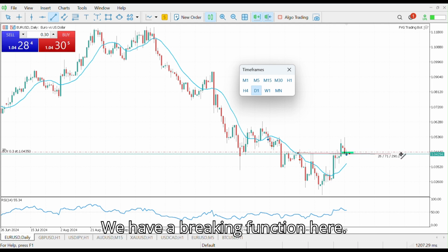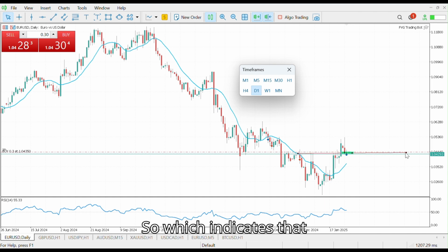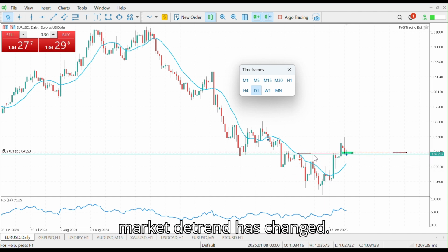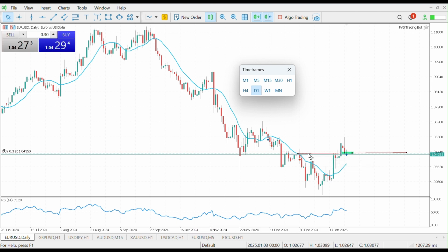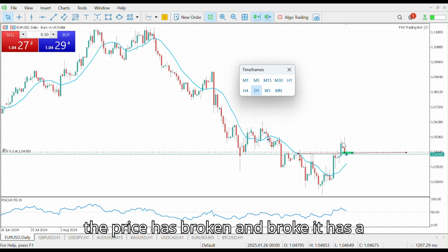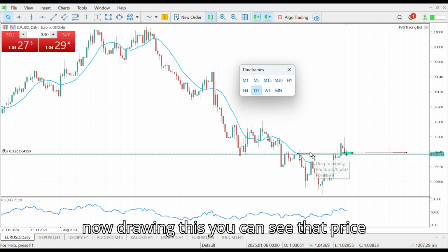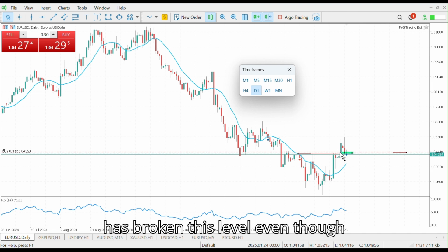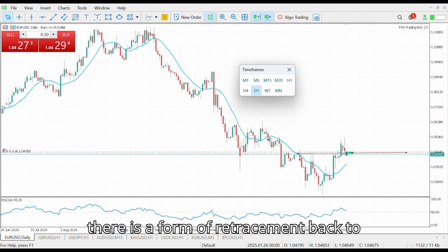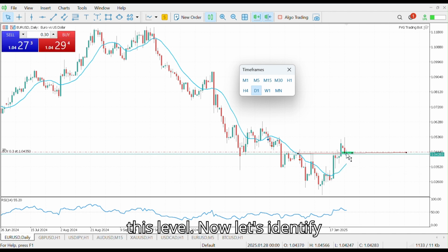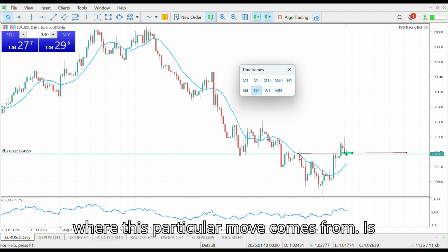We have a breaking structure here, which indicates that the trend has changed. So this acts as a major resistance level, and now since the price has broken above, it has a tendency of becoming a major support. So now drawing this, you can see the price has broken this level, even though there's a form of retracement back to this level. Now let's identify where this particular move comes from.